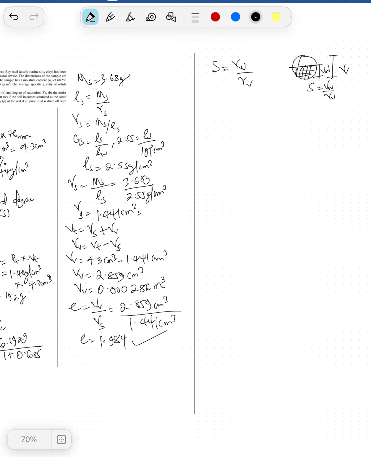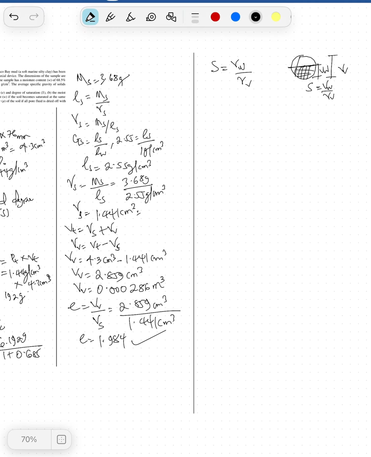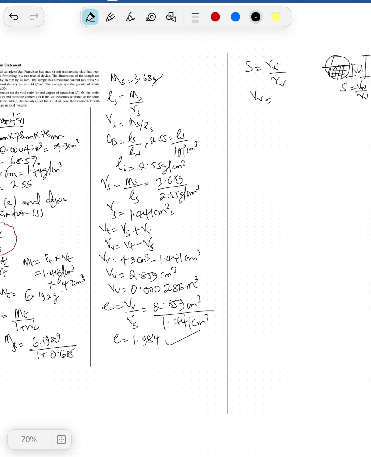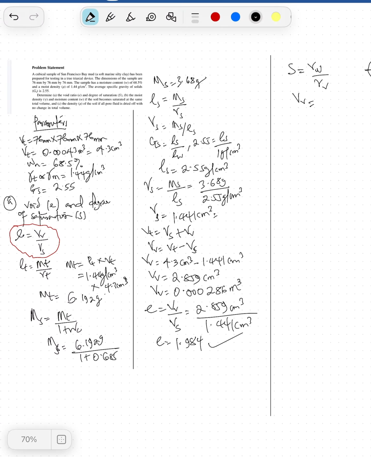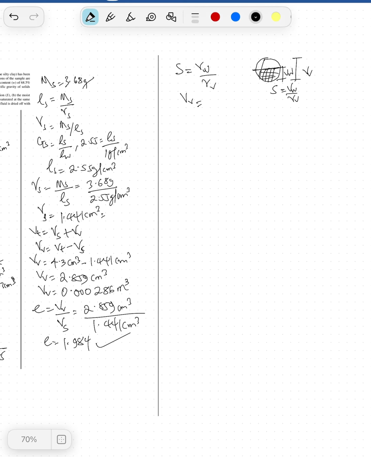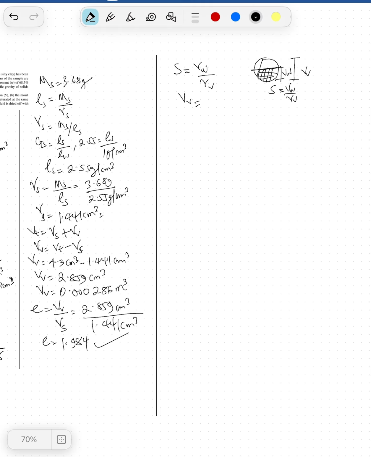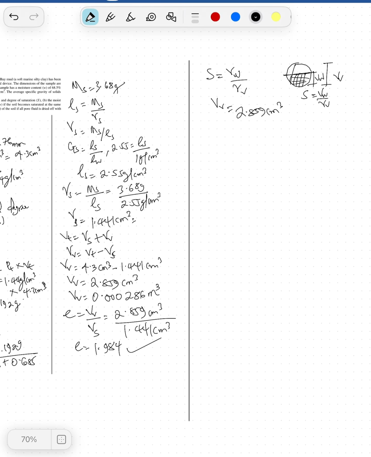So based on what we have already, we know the volume of void to be 2.859 cm cube. That is based on previous calculation. So we need the volume of water. And how do we know the volume of water?